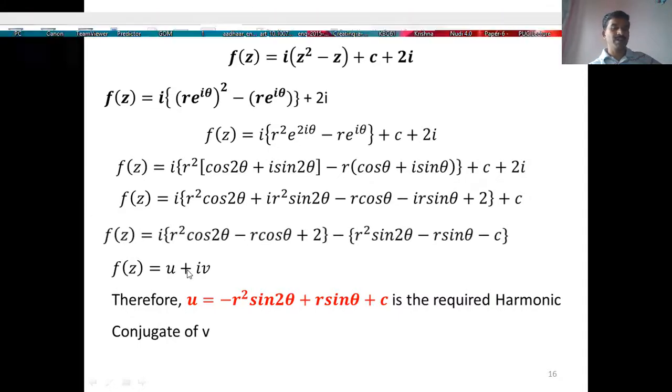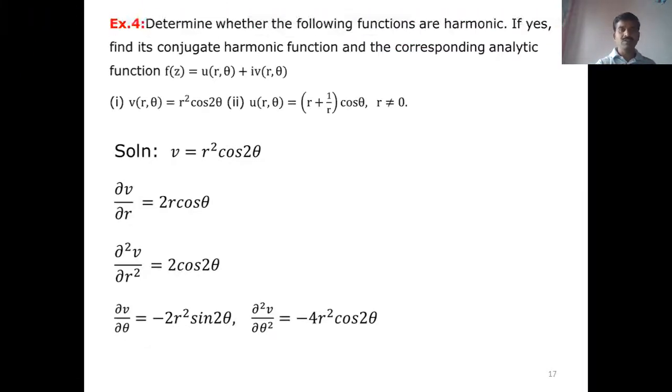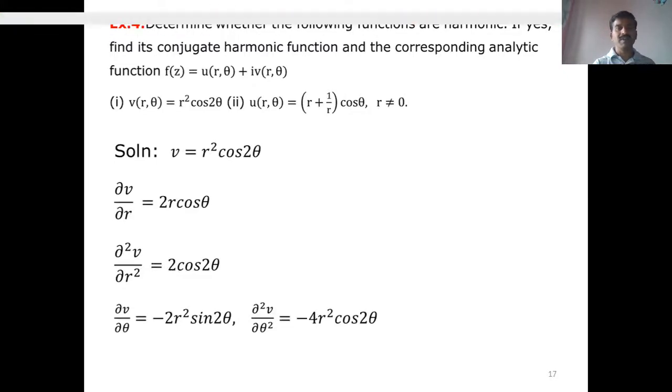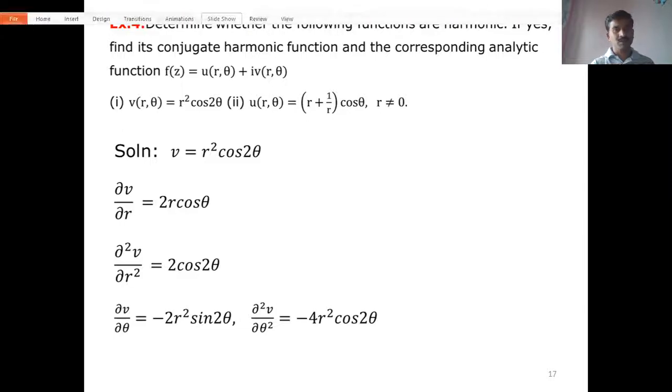So we have got it, this u is the harmonic conjugate of v there. So that is what it is, the harmonic conjugate. Similarly, we have two different examples in polar form. Here also you can verify these two are harmonic functions, find its harmonic conjugate function, as well as the corresponding analytic function.